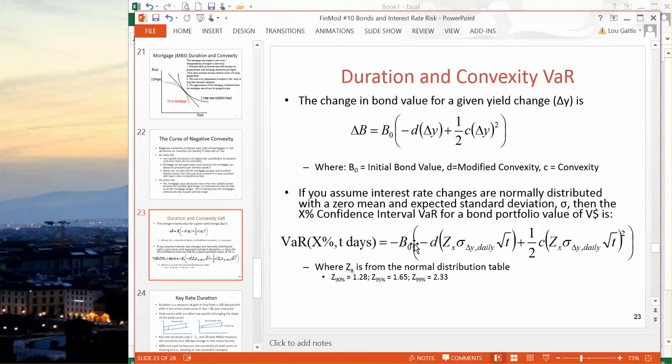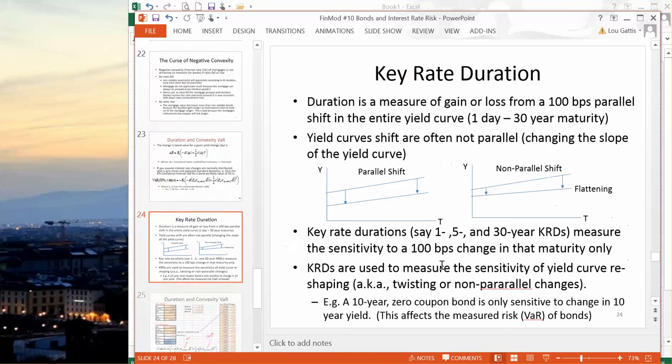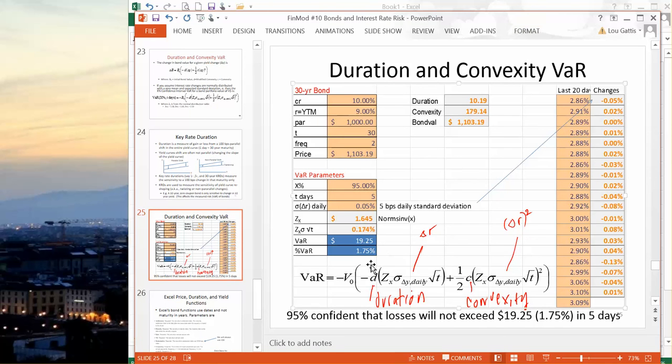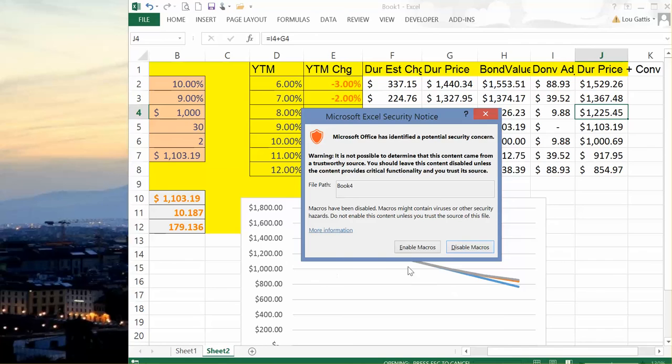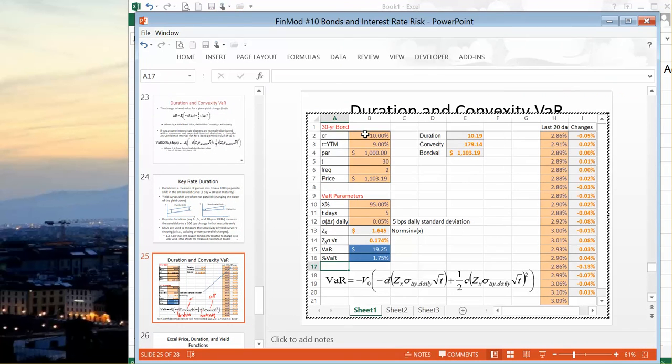So this bond formula is really using this change in bond formula here, where we're going to substitute in the delta Y's a change in yield that's consistent with this confidence interval over this amount of time. So I can just show you the spreadsheet that does that. We won't redo it. So say you have a 30-year bond with those assumptions, it's our same bond. And we're looking for a 95% 5-day VaR. So we're looking at how much can we lose over the next 5 days with 95% confidence interval, or how much will we not lose?